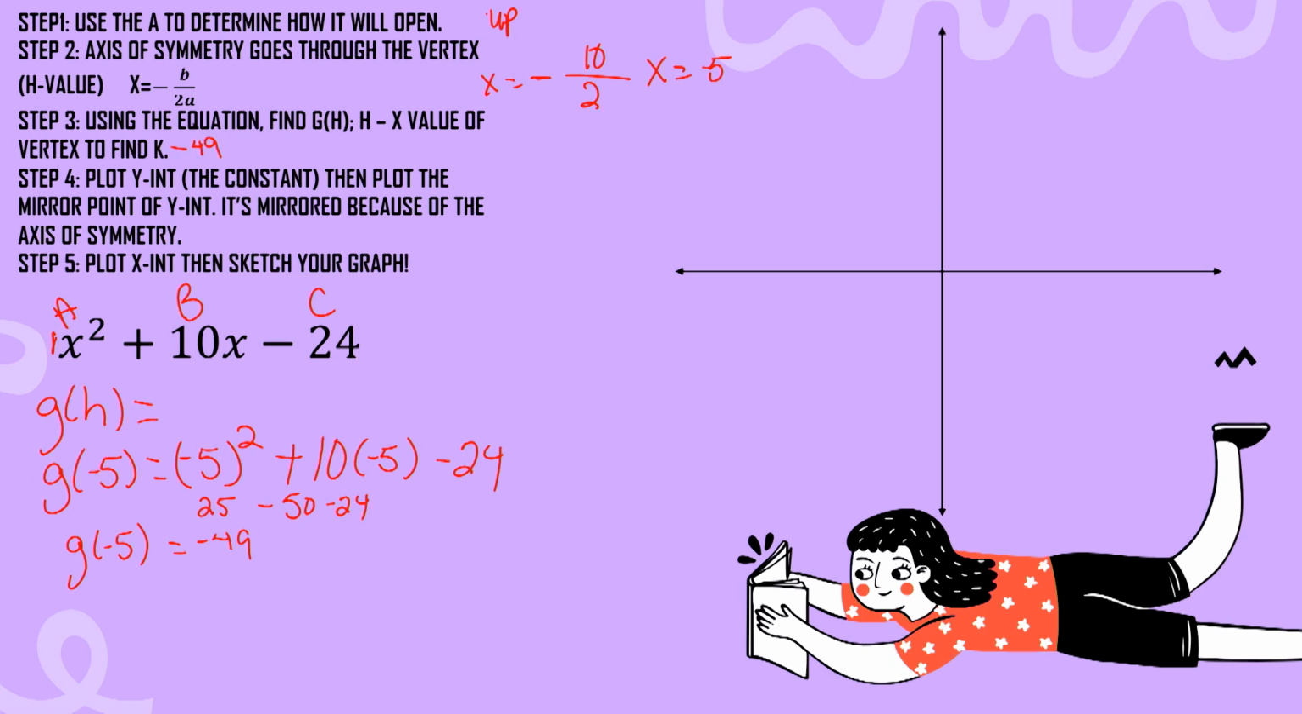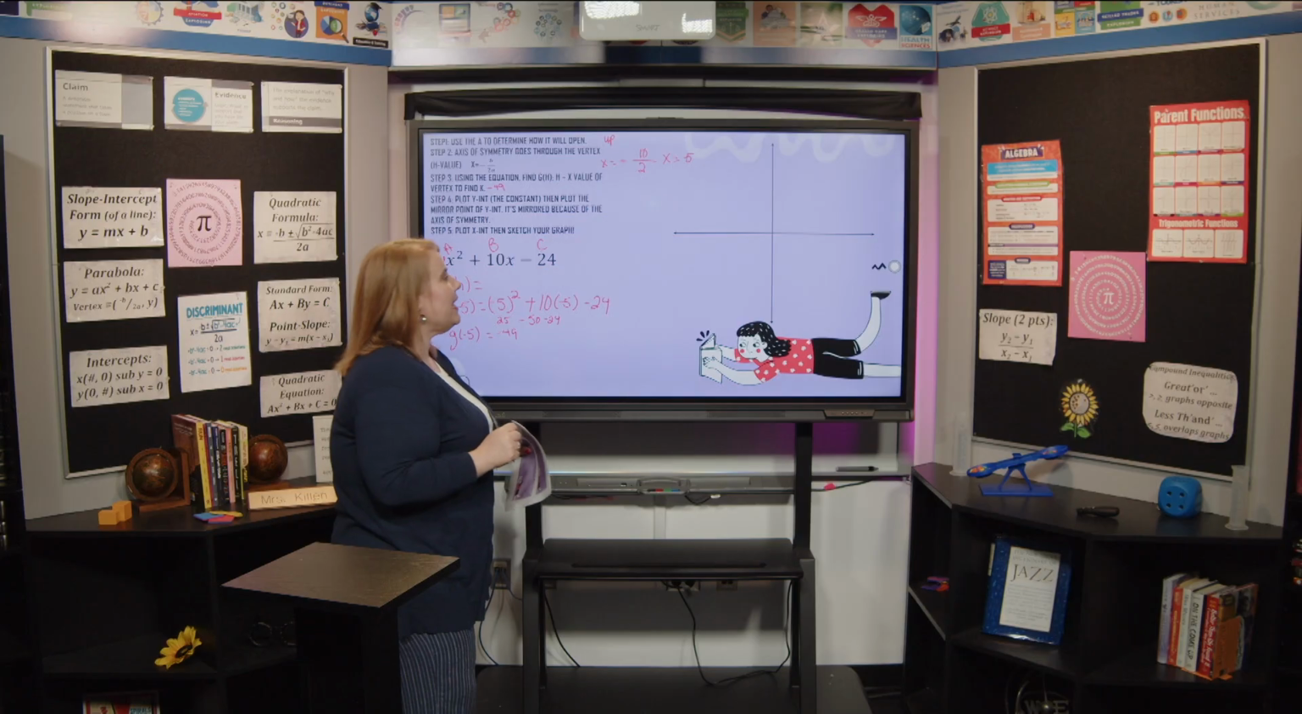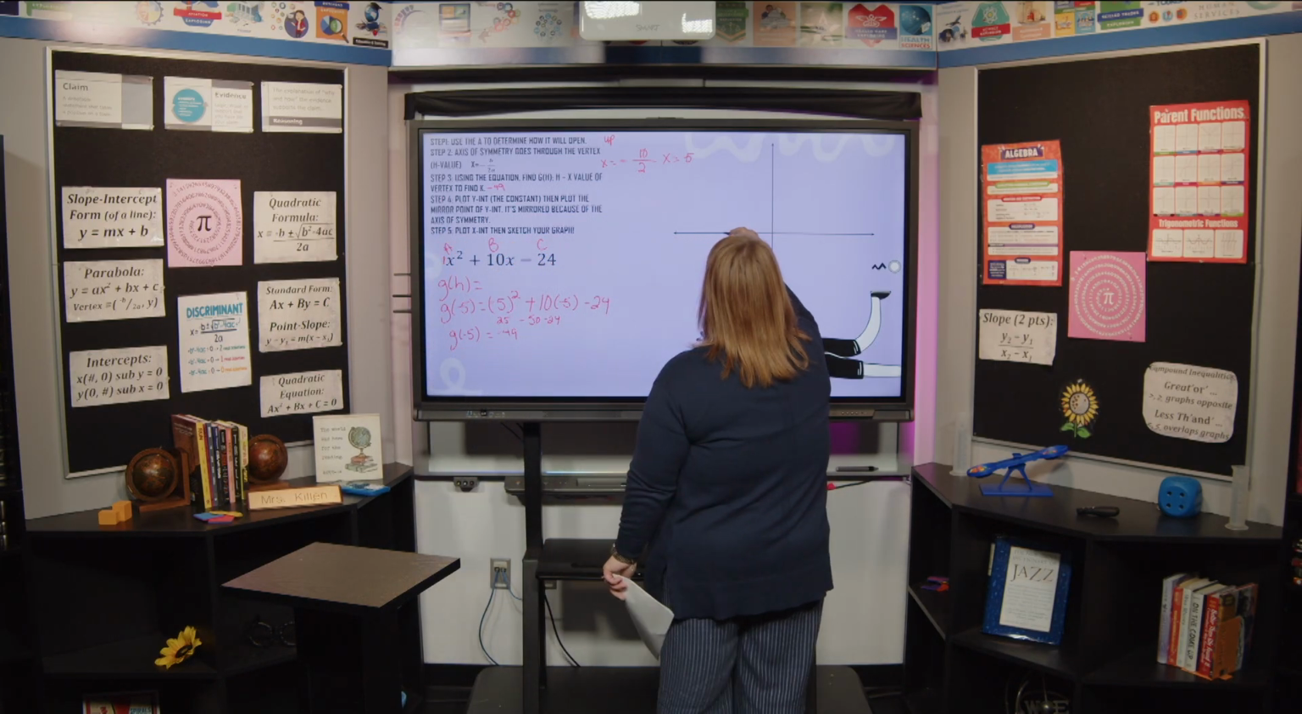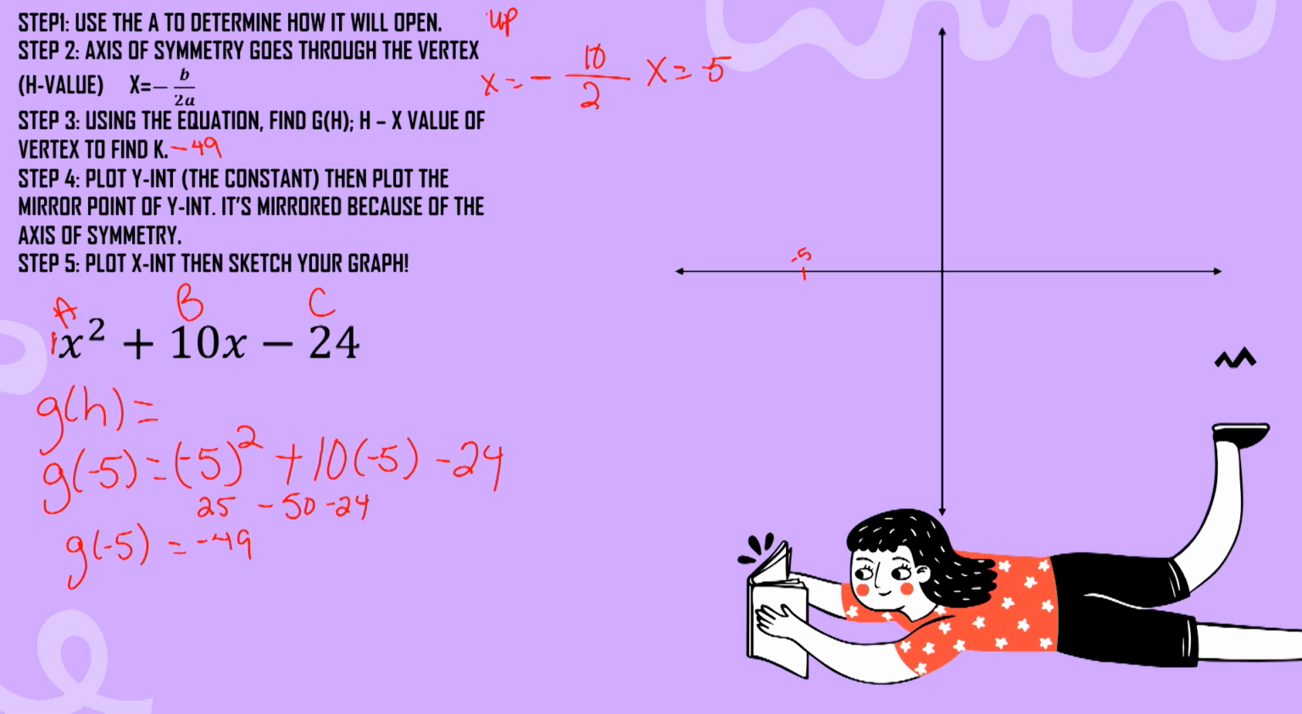So right here, I know exactly what my vertex is. I'm going to go over here and have negative 5, and I'm going to go down here and have negative 49. This is my vertex and my axis of symmetry.